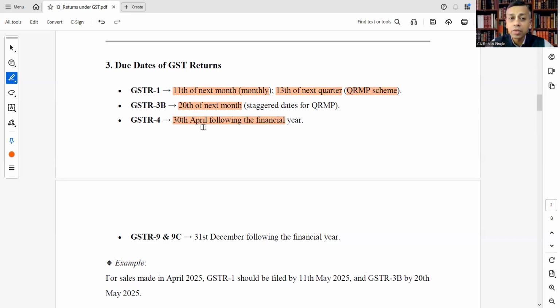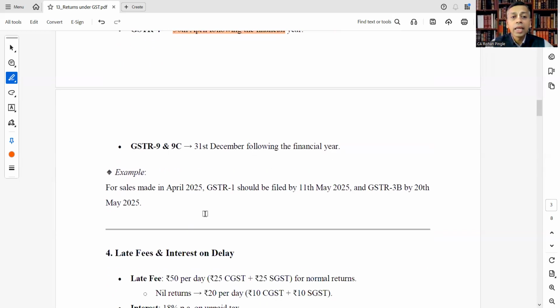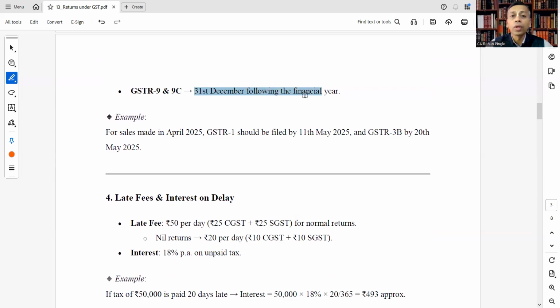It is an annual return for composition dealer, and the due date is 30th April of the following financial year. Okay, and 9C, 31st December following the financial year. Means if the year ends at 31st March 2025, then the due date will be 31st December 2025. Example, for sales made in April 2025, GSTR 1 should be filed by 11th May 2025 and 3B by 20th May 2025 if we are following monthly periodicity.